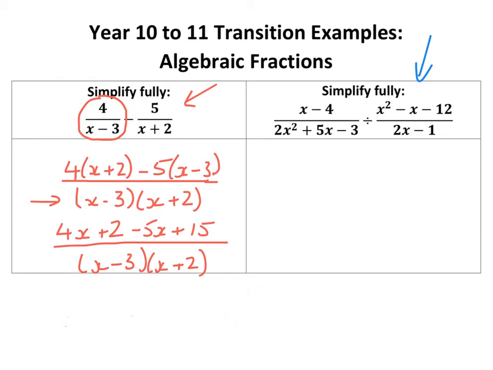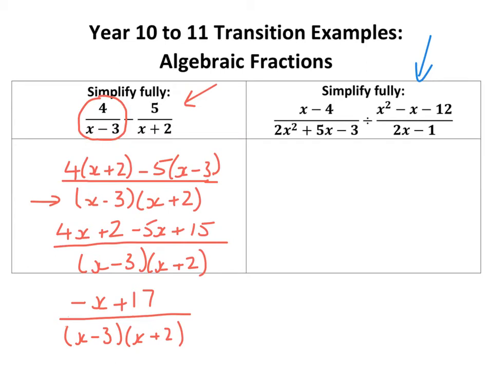Okay, and then simplify the top, so I end up with minus x plus 17, or 17 minus x, and I can just leave the denominator as it is. So it's exactly like adding and subtracting fractions with numbers. You're using all the same principles: common denominator and that sort of thing.